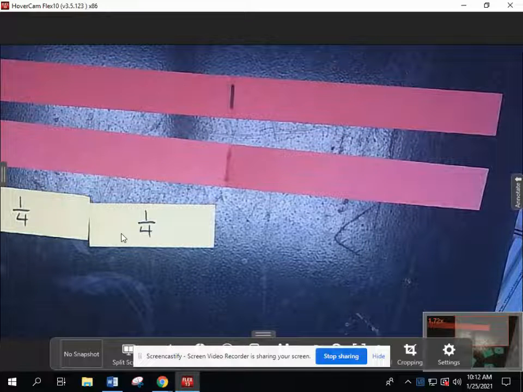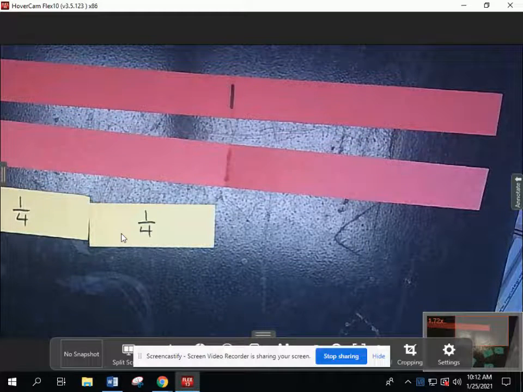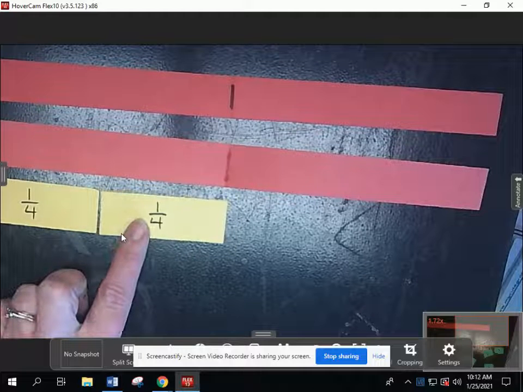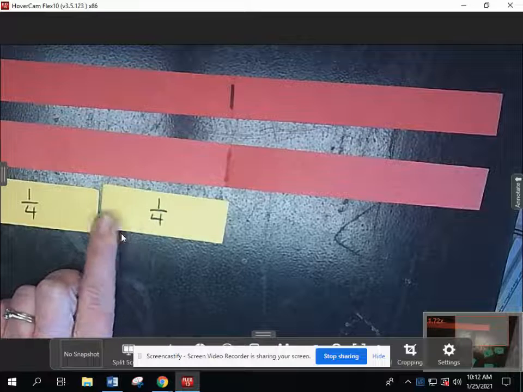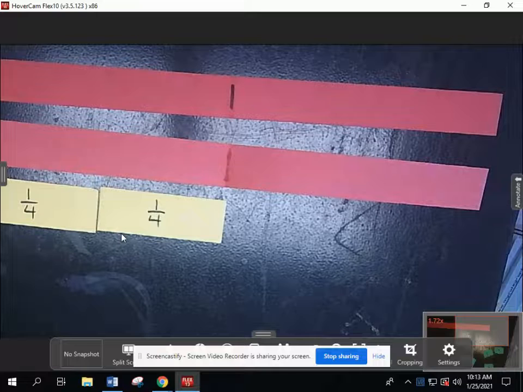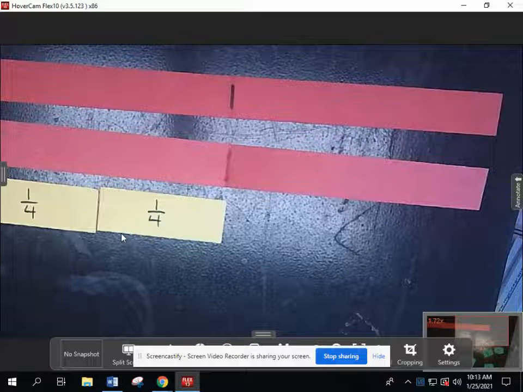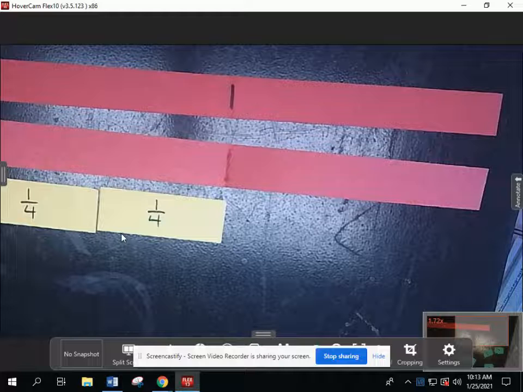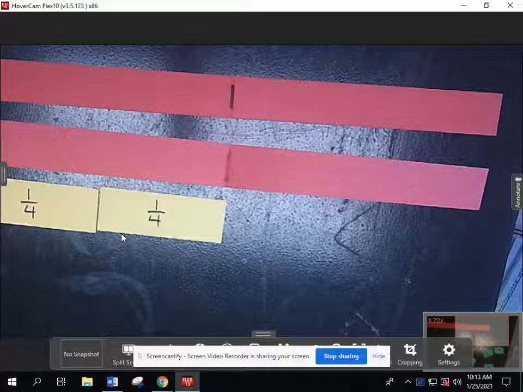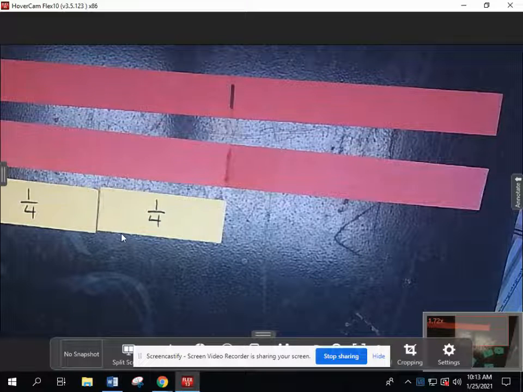Is that 8/8? No. It's still fourths. I didn't put any green ones out there. They're still yellow. So how do we add 4 fourths plus 4 fourths? I want you to think about that before we go to gym class. Phoenix wants to tell us. So Phoenix, you talk at your table. Teach Trevor how to do that.